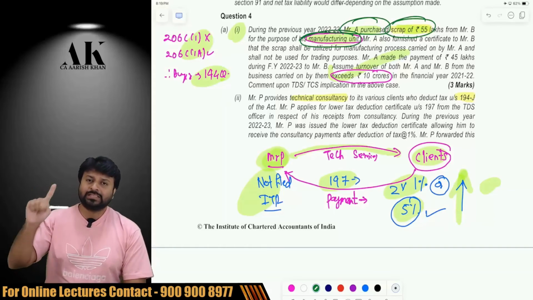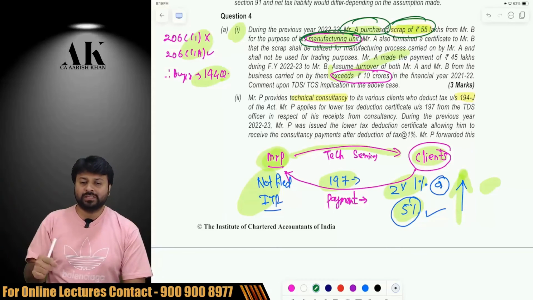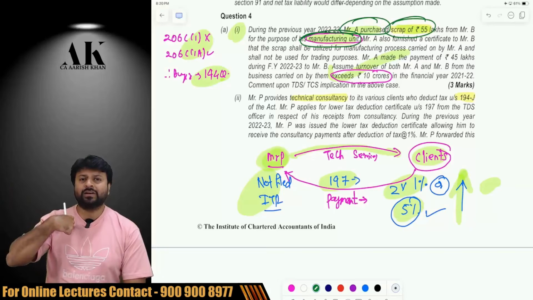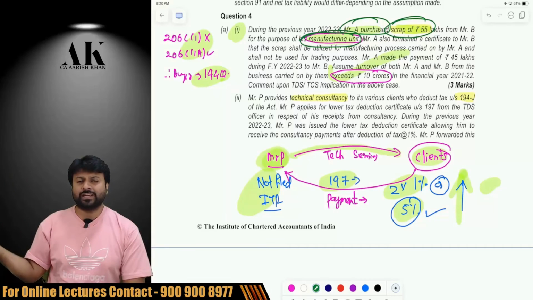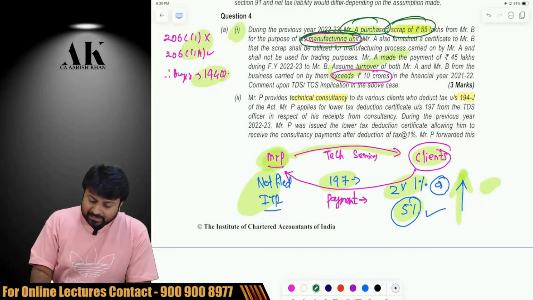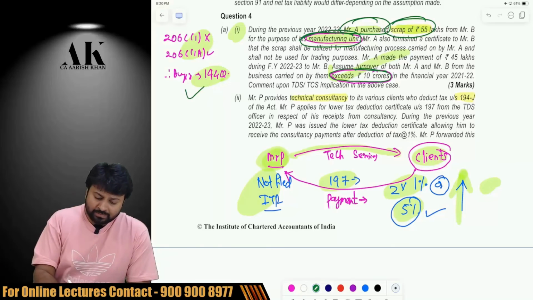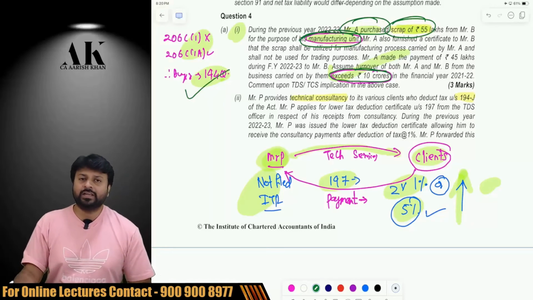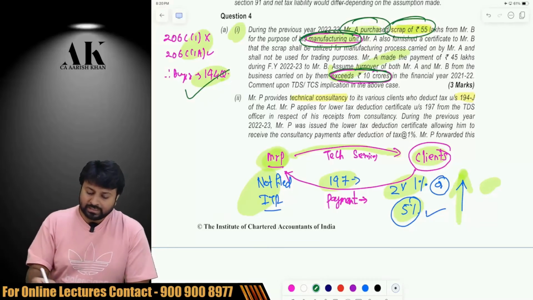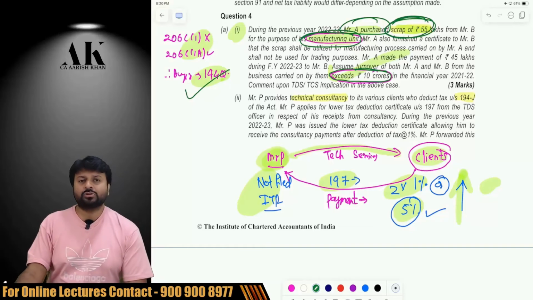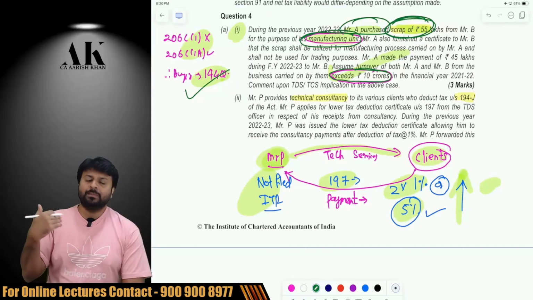The seller is exempted from TCS. But is the buyer liable for TDS under 194Q if the last year business turnover is greater than 10 crore? Mr. A's last year business turnover is greater than 10 crore. Therefore, the buyer will be liable for the TDS under 194Q because the purchase is also exceeding 50 lakh rupees. Okay. So, on 5 lakh rupees, 0.1% TDS will be deducted by the buyer.